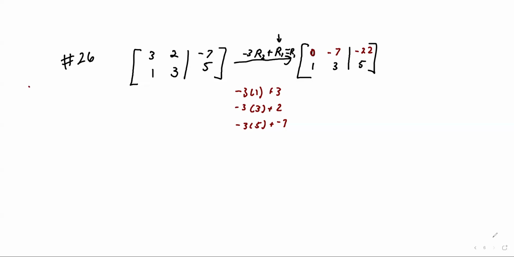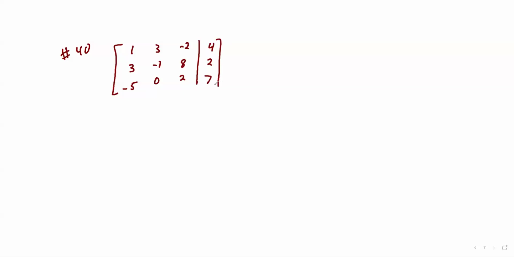All right, let me do another one with a little bit more going on. Let's look at number 40. Number 40 gives you 1, 3, -5, 3, -1, 0, -2, 8, 2, and then 4, 2, 7. It wants you to do two things. It wants you to do -3 row 1 plus row 2. And again, we're assuming we are replacing whatever the last row is.